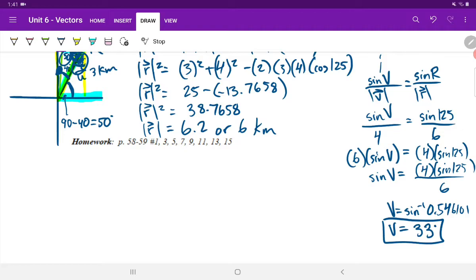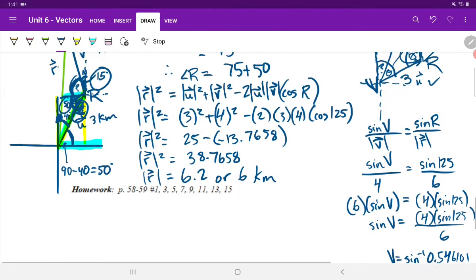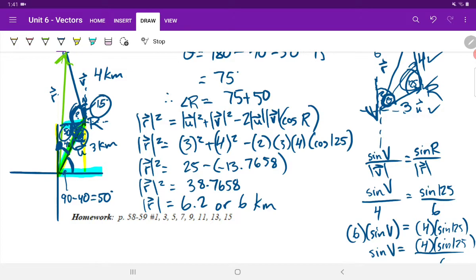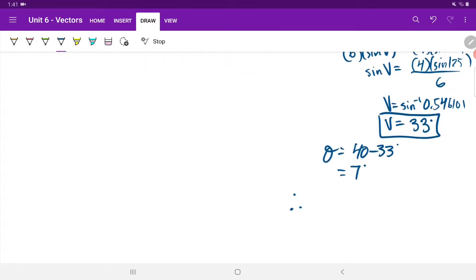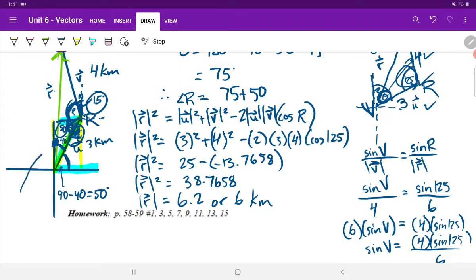But that is just the angle inside my triangle. If I want to find what's missing, I simply need to do, let's call it theta. Theta is equal to 40 minus 33, which is actually 7 degrees. So therefore, my final answer is 6 kilometers north, 7 degrees towards the east. That tiny angle in here is 7 degrees, which makes sense. My diagram seems pretty accurate with respect to that.